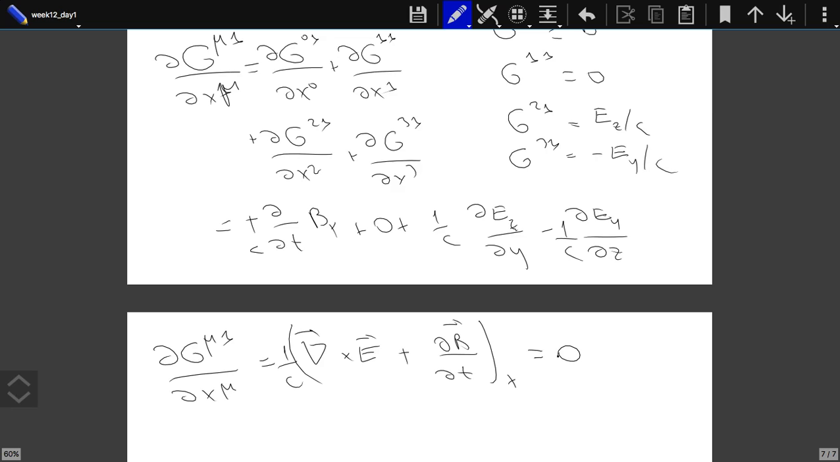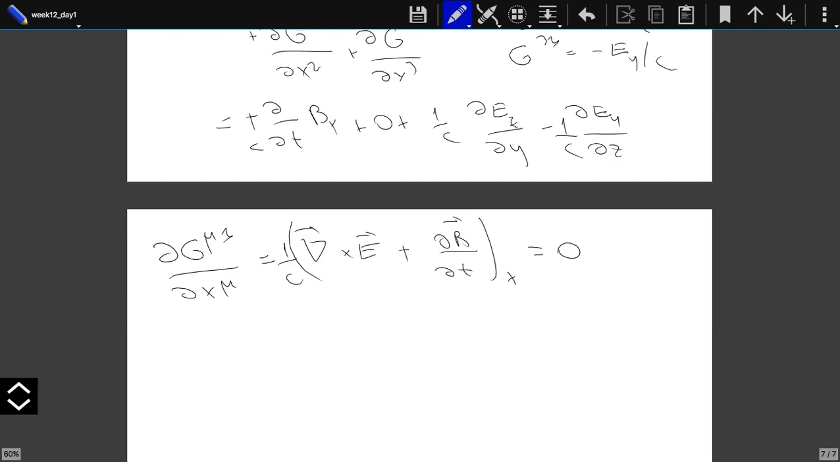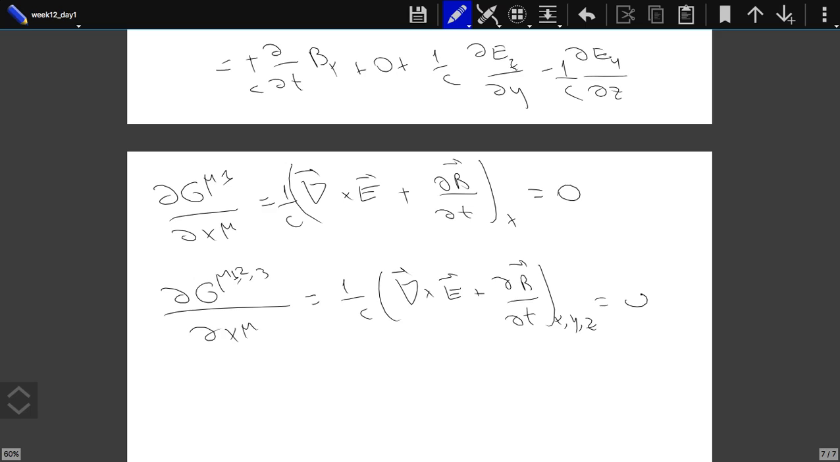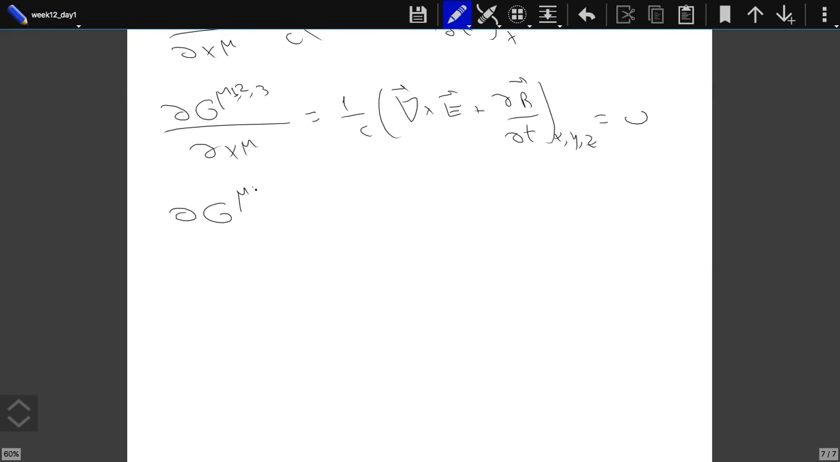So if you look at the second, nu equal to 2 or 3 terms, x mu, you basically get 1 over c, the other components of the curl of E plus del B by del t, the y or the z components, which would be 0. So now we can write all 4 of our Maxwell's equations. Del G mu nu with respect to x mu should be 0. These give me the 2 Maxwell's equations that do not contain any source terms, that don't contain any currents or charge densities. And then we have del F mu nu by del x mu.